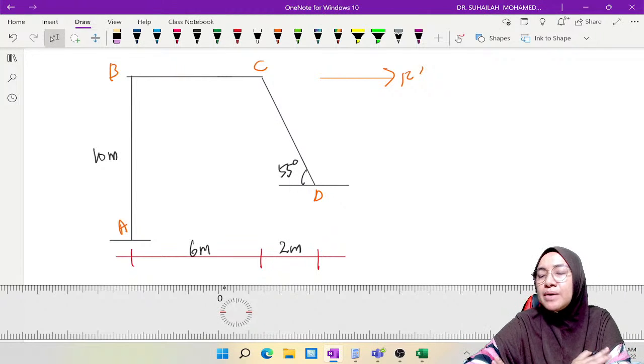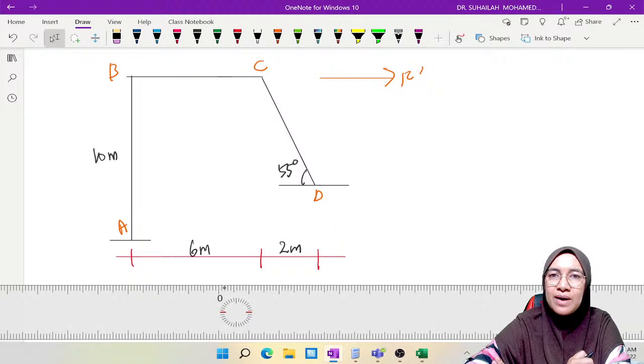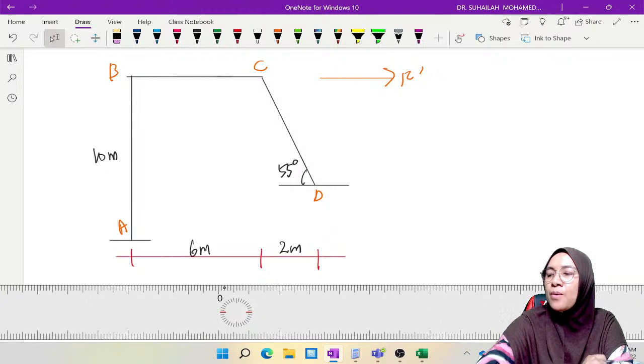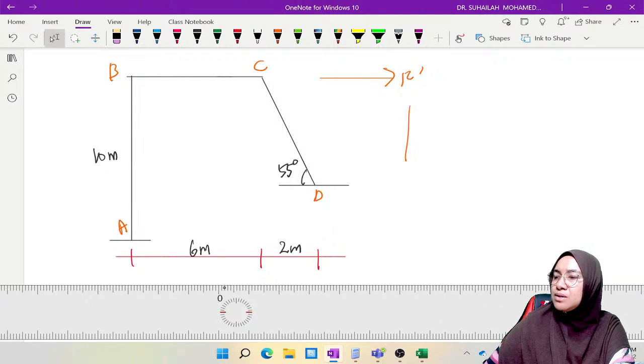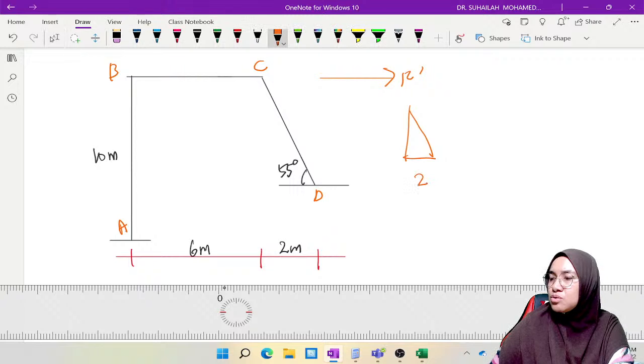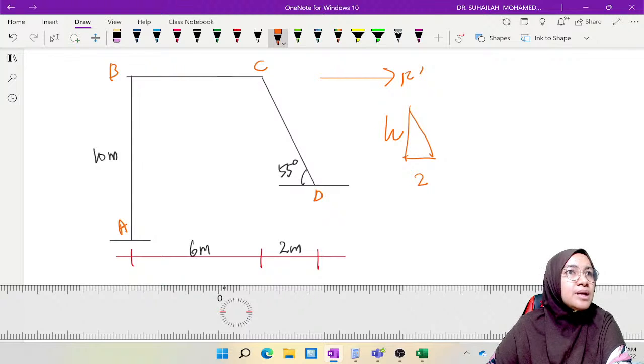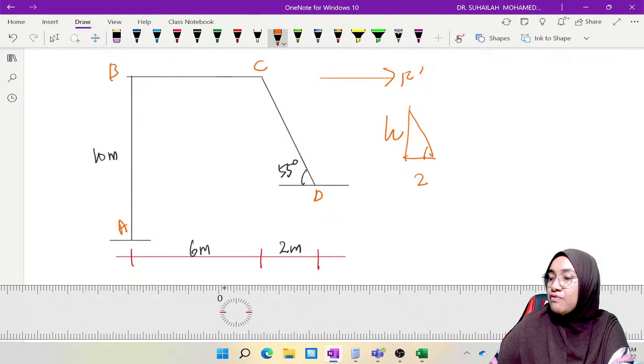Remember that I have said just now that we have to identify the delta which is perpendicular with the column. Of course, we need to identify first the length for CD. So length for CD, this is 2 meter. We want this height. The angle is 55.